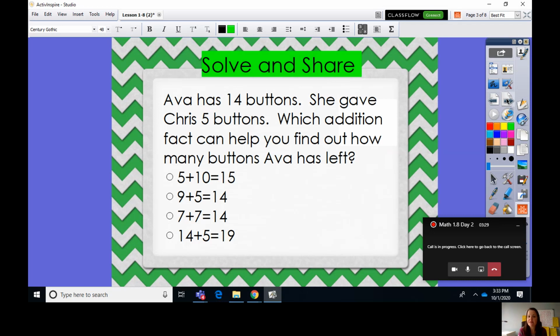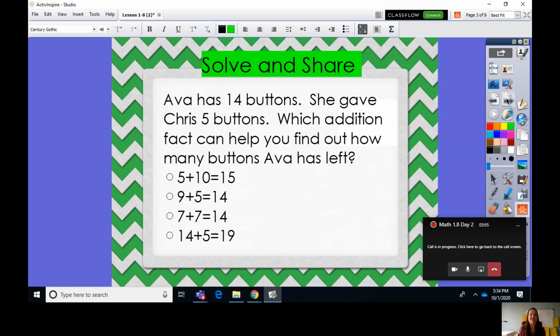Ava has 14 buttons. She gave Chris 5 buttons. Which addition fact can help you find out how many buttons Ava has left? 5 plus 5 equals 10. 9 plus 5 equals 14. 7 plus 7 equals 14. Or 14 plus 5 equals 19. Go ahead and pause. All right, friends, you are back.